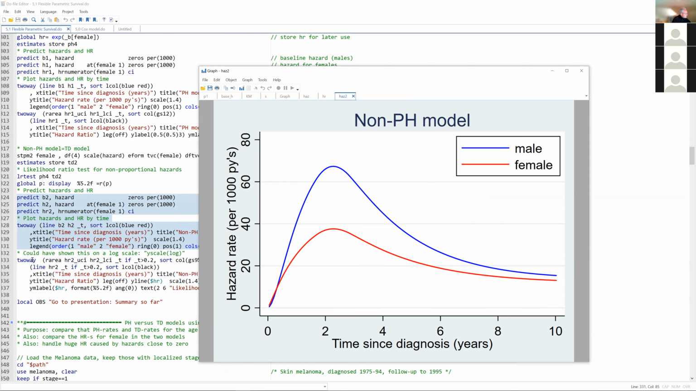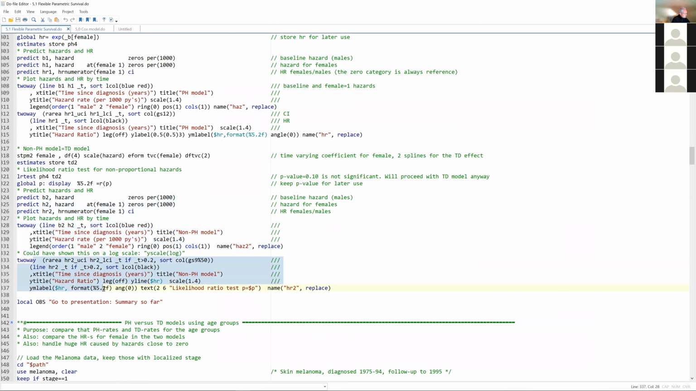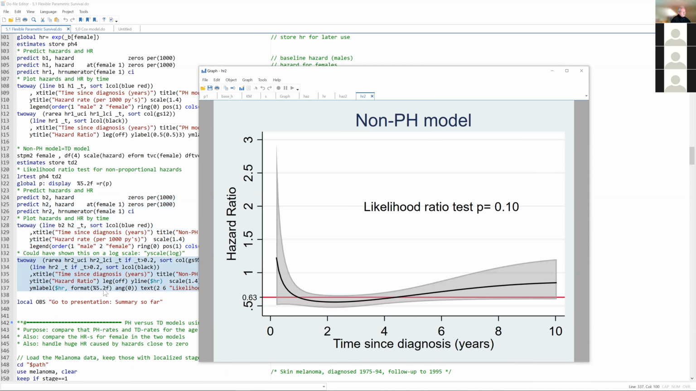What about the hazard ratio? How does it look? We can do this, and here we see 0.63. That was the estimate from the proportional hazards model. And here we see how the hazards change over time with confidence interval. We had a p-value of 0.10 from the likelihood ratio test. And as you can see, the straight line is inside the confidence intervals for the curved line here. So those two are sort of corresponding.